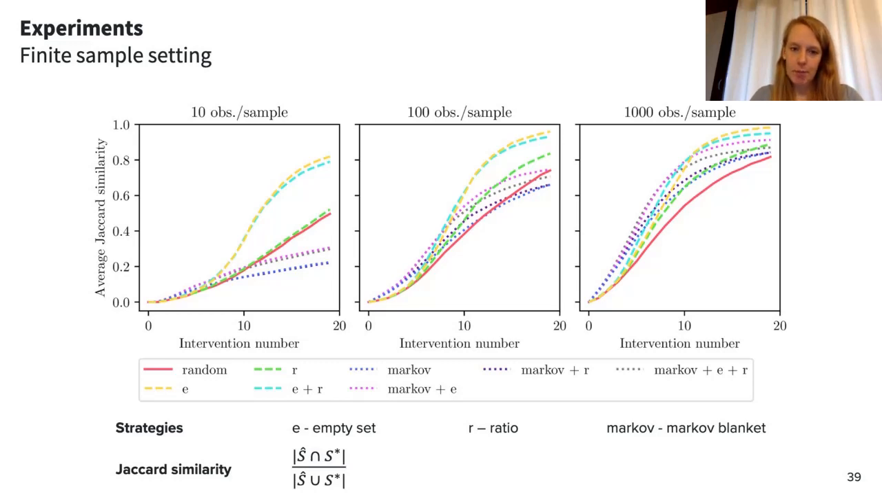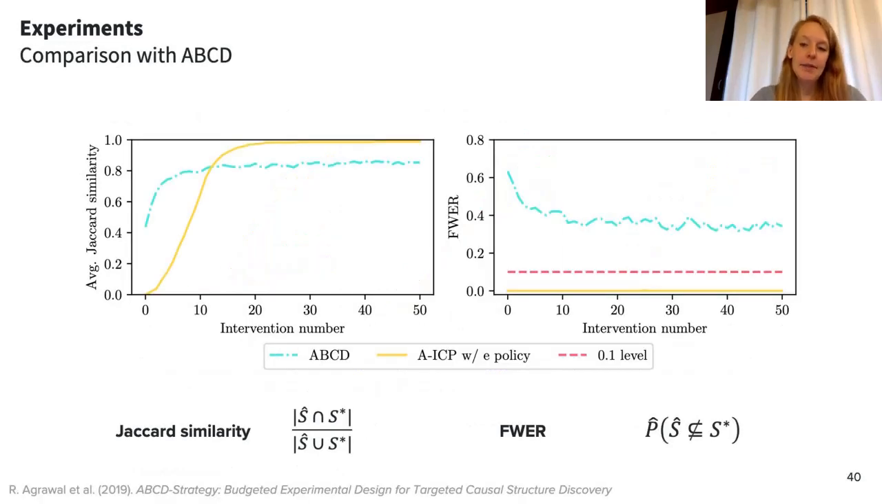So here we perform a comparison between AICP with the empty set strategy and the so-called ABCD strategy. We choose this strategy for comparison because it allows directly learning the parents of the response, and hence it lends itself to a more fair comparison than the methods which estimate the full graph. However, having said that, the comparison is still not entirely straightforward because the methods still make different assumptions.